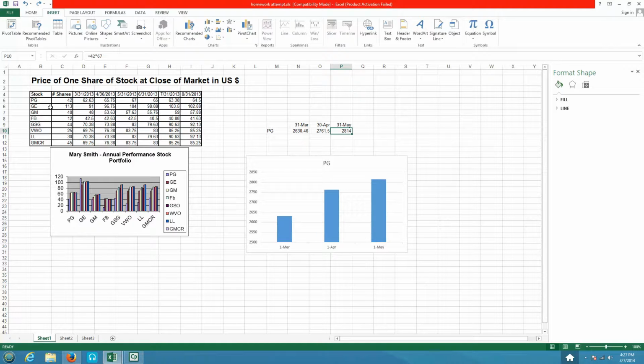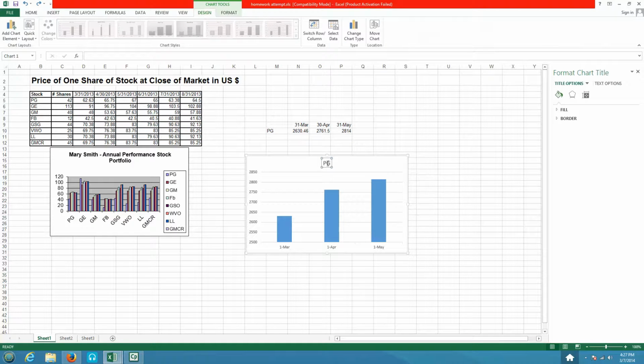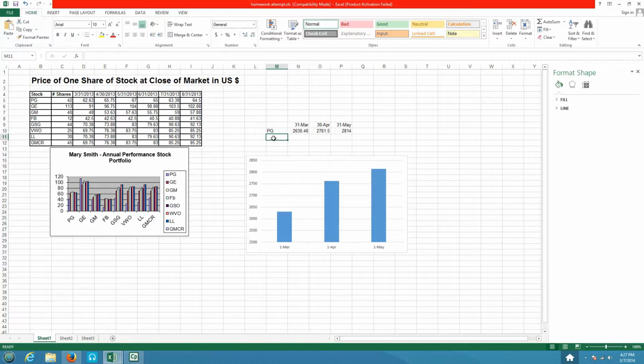We could do the same thing with their GE shares, multiply by how much money each one was worth, and then that's how much money they had in GE. Actually, that would be a cool bar graph, wouldn't it? Ignore this PG. I wish I could erase that. Can I? Okay, good. How cool would it be to find out the value of GE on March 31st? This times this. The value of GE on April 30th, this times this.